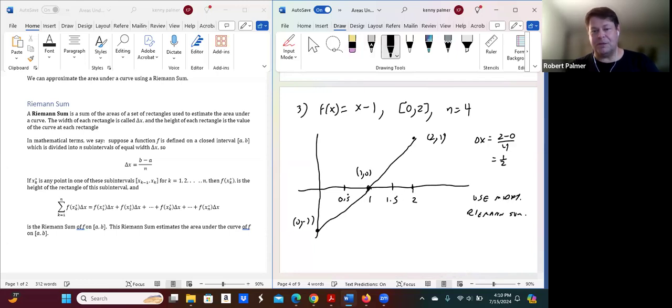So midpoint Riemann sum. Okay, so rectangle. So our midpoint right here, it's going to come right there. That's our first rectangle. Okay, here's our midpoint right here. So our second rectangle. Okay, midpoint in between. There's our third.